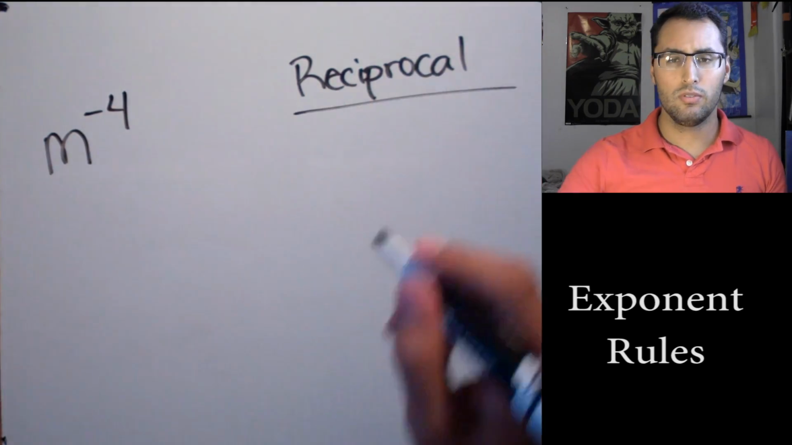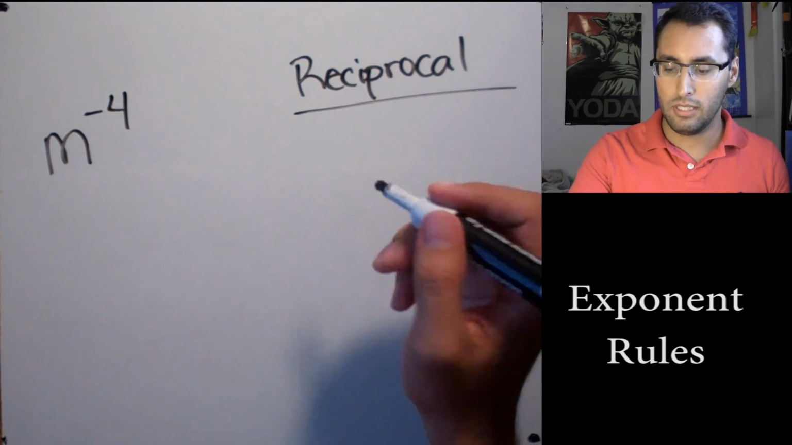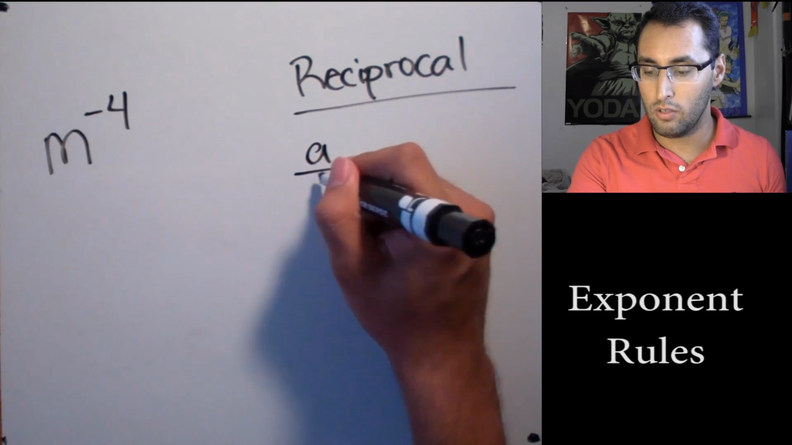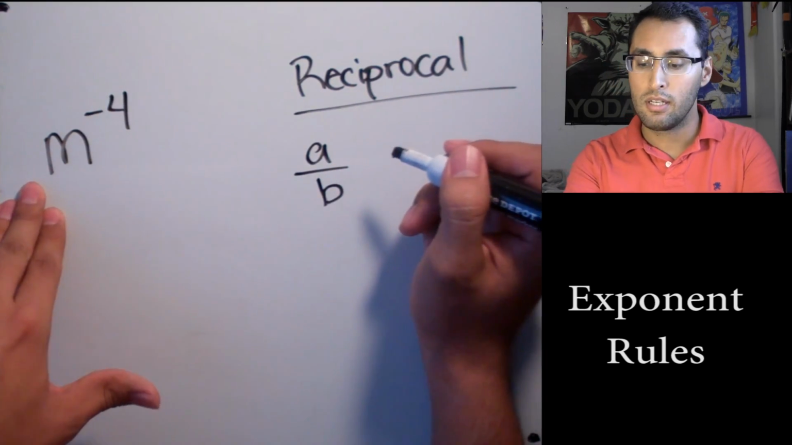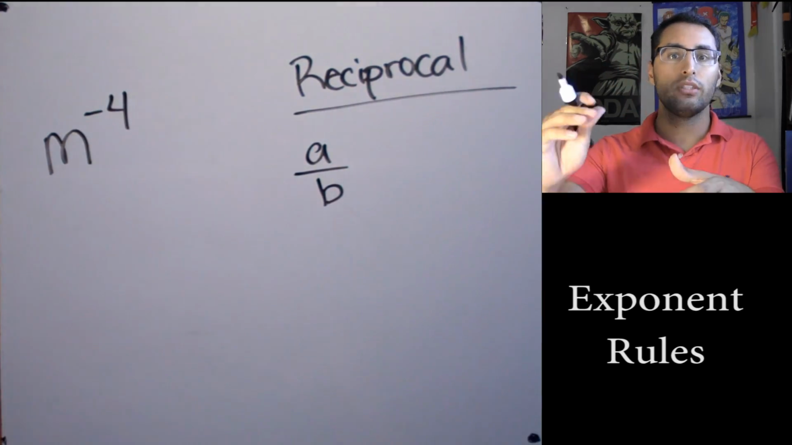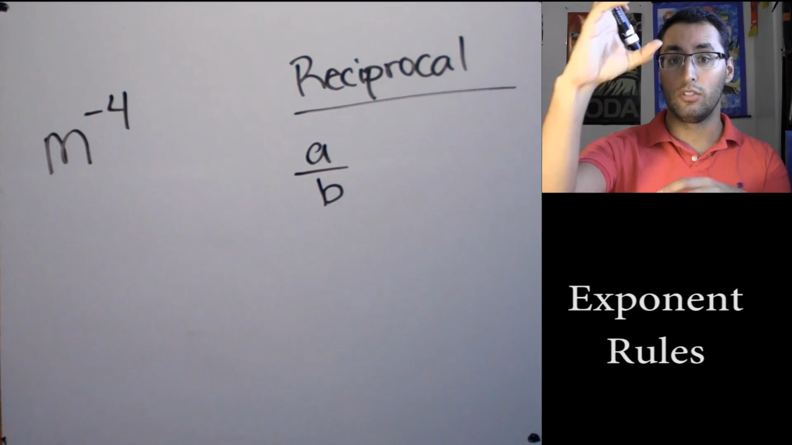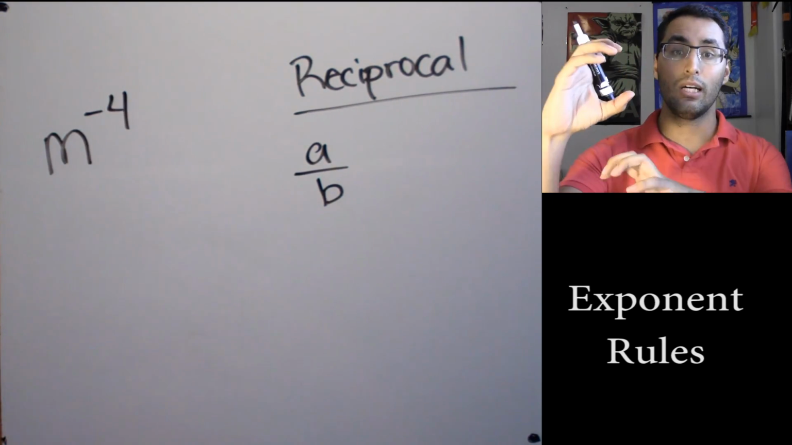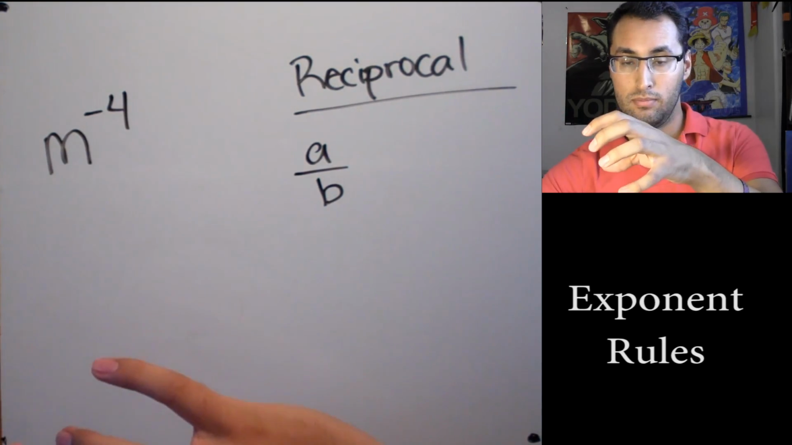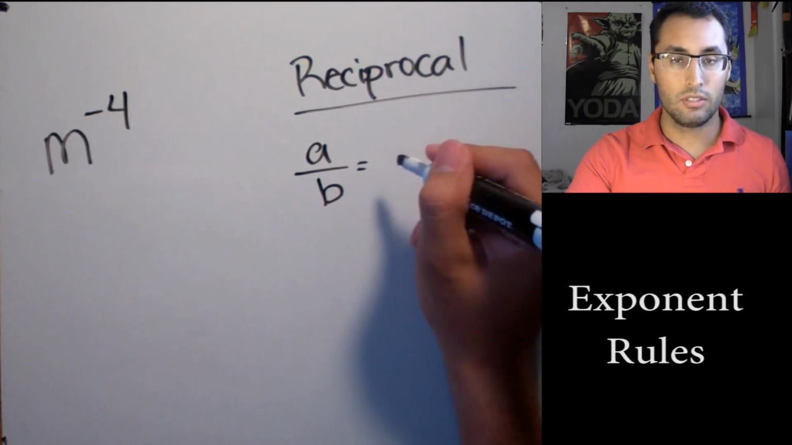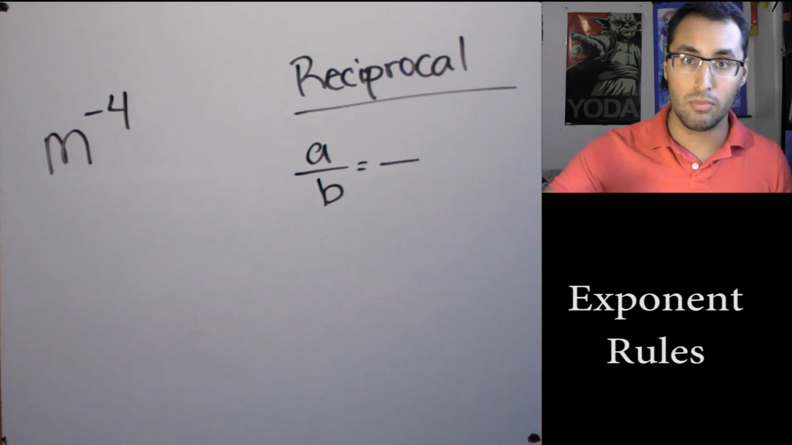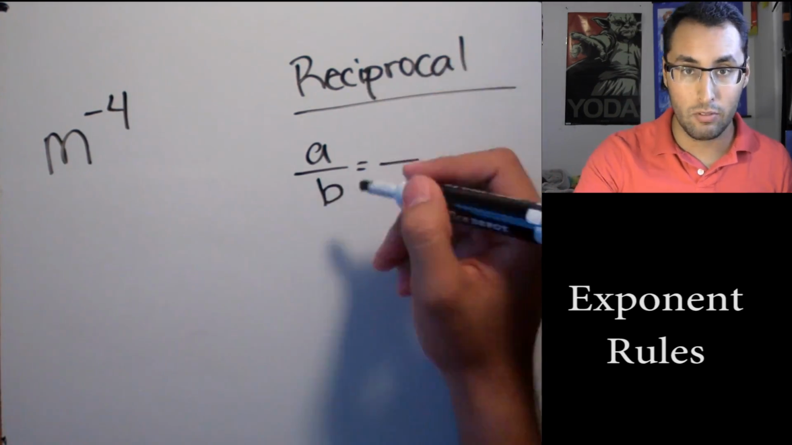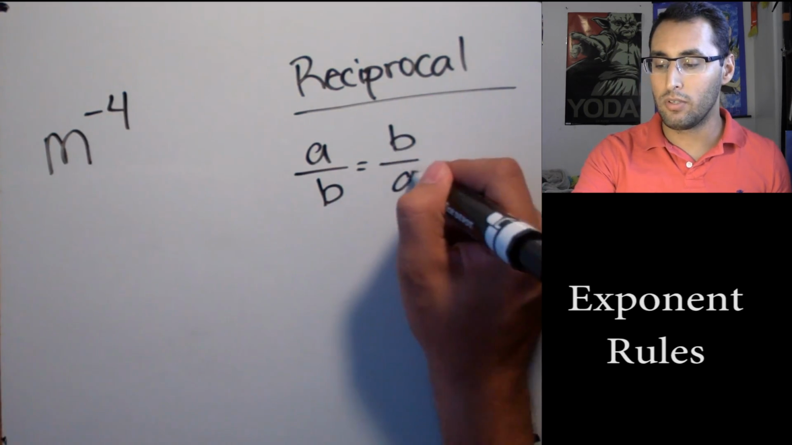Now, normally we use reciprocals when you have fractions. So I'm going to write a fraction. I'm just going to put a over b. This is separate from this. And for a reciprocal, all you're doing is taking the top number of the fraction, our numerator, and the bottom, which is the denominator, and you're switching them. Well, a was on top, it's going to go on the bottom, b was on the bottom, now it's going to go on top. So the reciprocal of a over b becomes b over a.